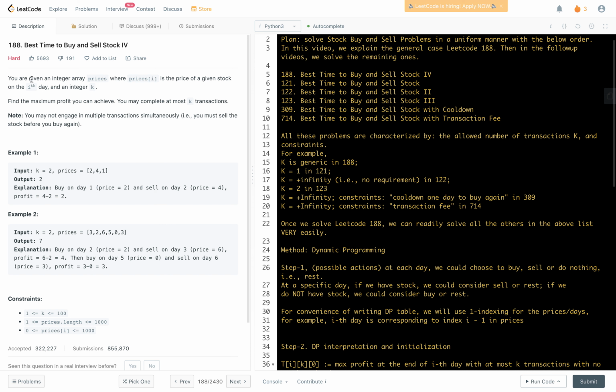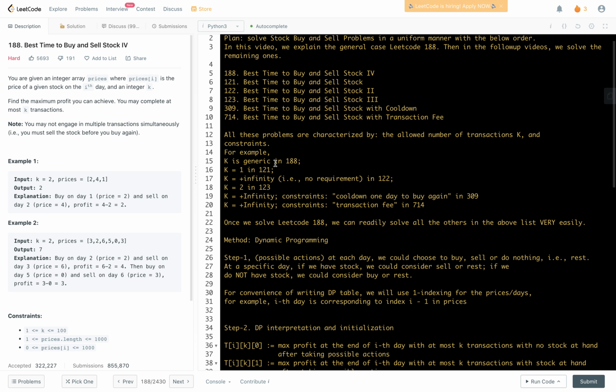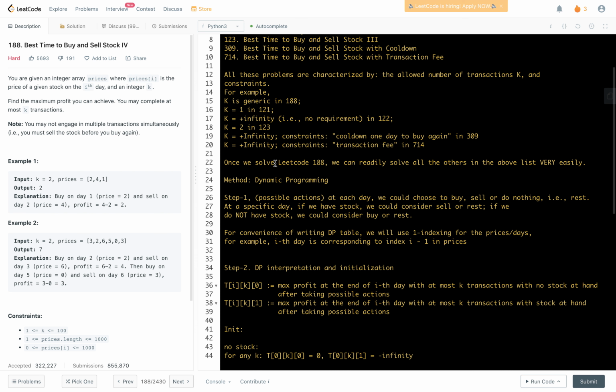So here, let's look at problem 188. We are not going to read through the whole problem, but we want to just look at the main statement. We are given an integer array called prices, where prices[i] is the price of a given stock on the i-th day, and an integer K. Find the maximum profit we can achieve. We may complete at most K transactions. Note that we may not engage in multiple transactions simultaneously. In other words, we must sell the stock before we can buy again. So that's the main statement.